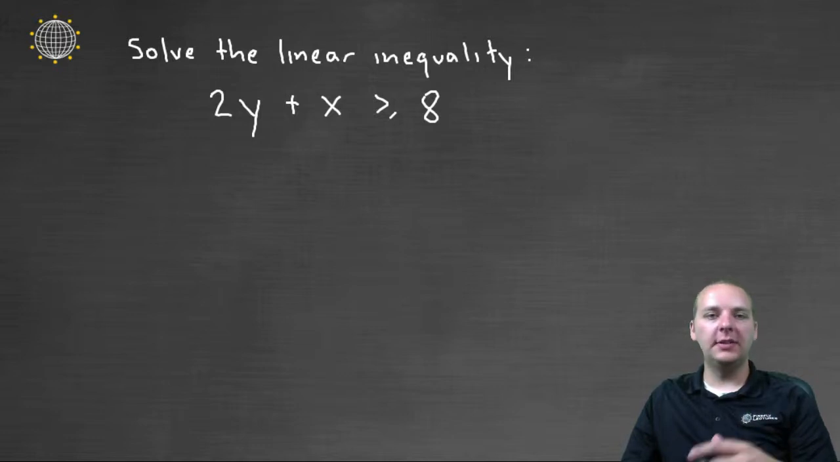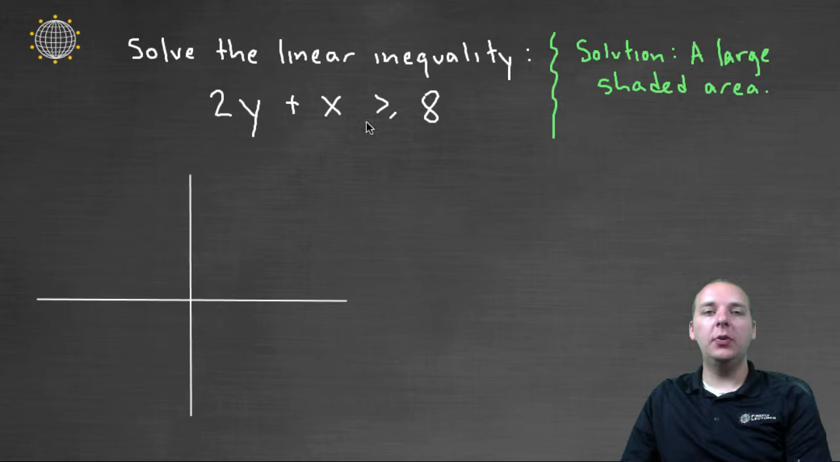Let's see if we can solve this linear inequality. Now, the main thing that separates this from a linear equation is that the solution to an inequality is going to be a large shaded area. If it was 2y plus x equals 8, then that would be a line in the plane. But because it's an inequality, you're going to have half of the entire plane shaded.